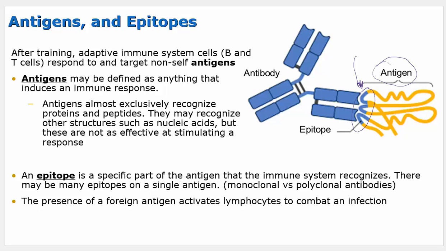An epitope is a specific part of the antigen that the immune system recognizes. There may be many epitopes on a single antigen, so the immune system could recognize many of them and form lots of antibodies against lots of different parts of it. That would be polyclonal. Or in the lab you may decide that there's only one epitope that it's going to bind to, and we can call that monoclonal. Okay. All right, so the presence of foreign antigen activates lymphocytes to combat an infection.